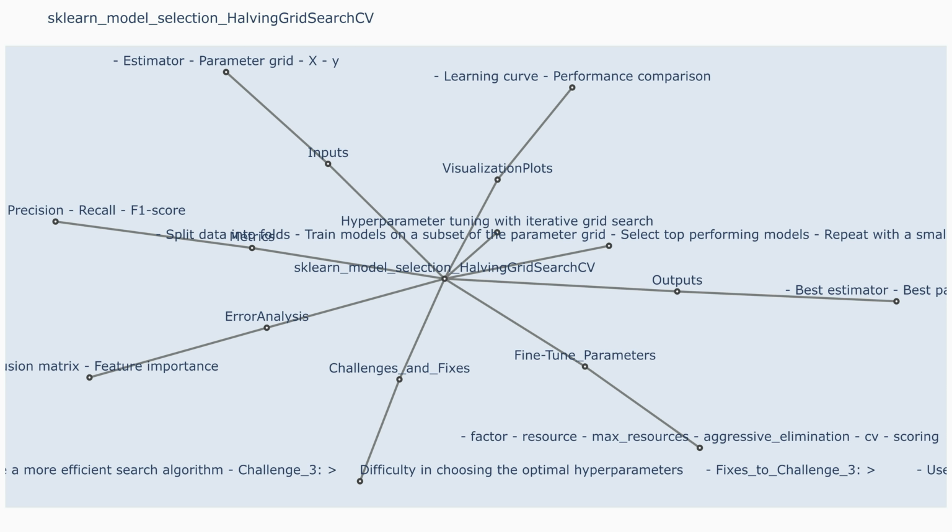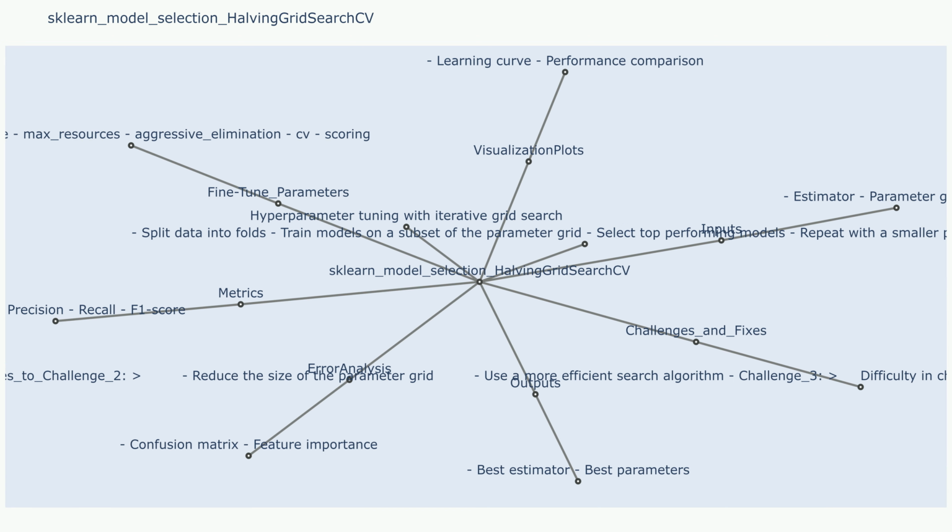sklearn, model selection, HalvingGridSearchCV. Description: HalvingGridSearchCV is a strategy for hyperparameter optimization that starts with a large set of hyperparameter combinations and progressively reduces the number of combinations based on performance of the model on a validation set. This approach is particularly useful for large search spaces or when computational resources are limited.